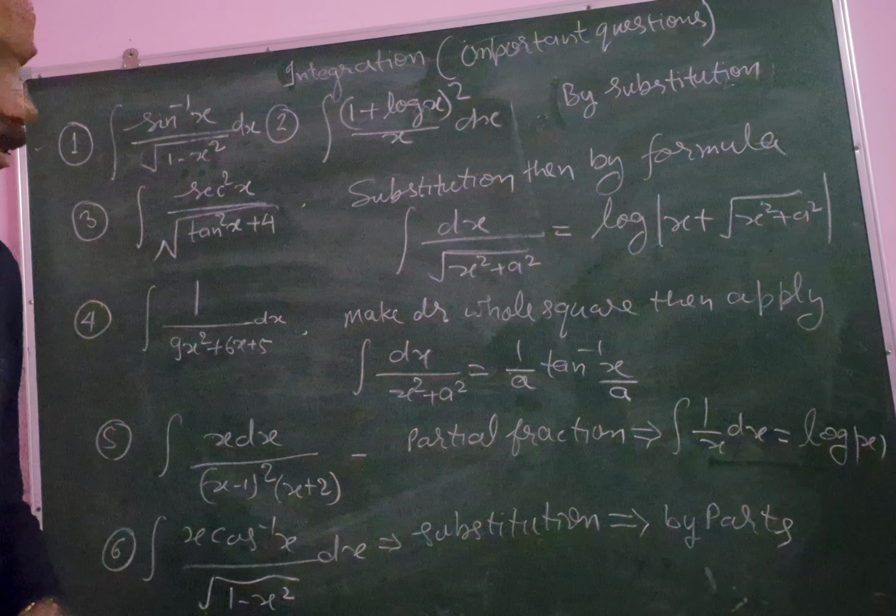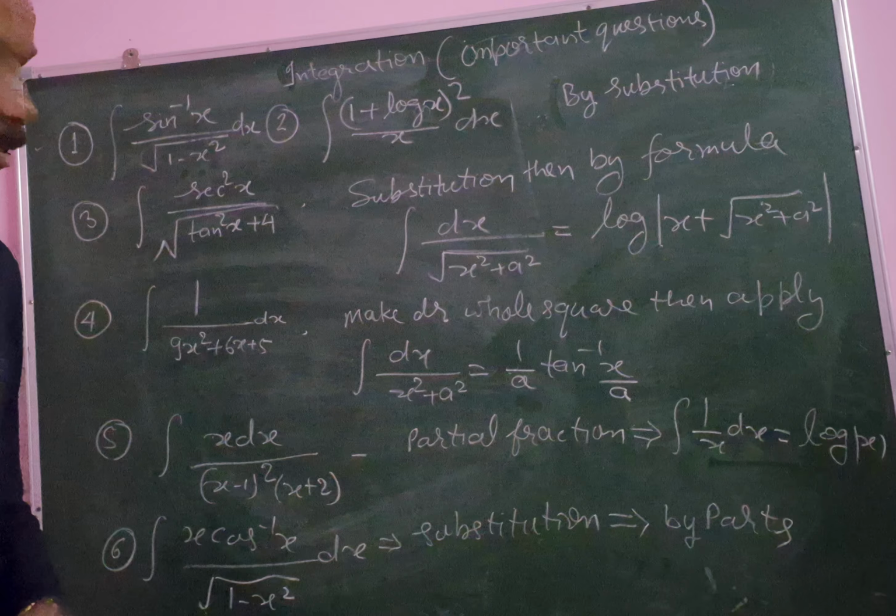For the next problem, firstly we have to consider tan x equals t, so it will convert into this form: dx upon root of x square minus a square. Its fundamental formula is log of modulus x plus root of x square minus a square. The next problem is one in which, in the denominator, firstly we have to make a whole square, and after making the whole square this problem will appear in this form: integration of dx upon x square plus a square. Its basic formula is 1 upon a tan inverse x upon a.